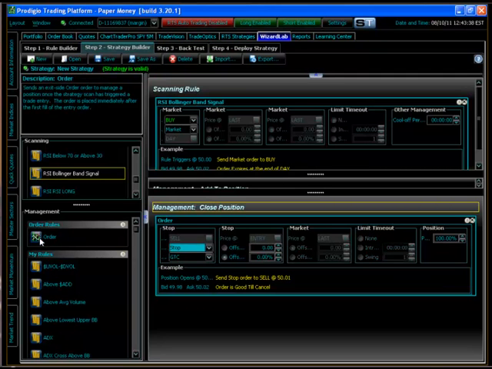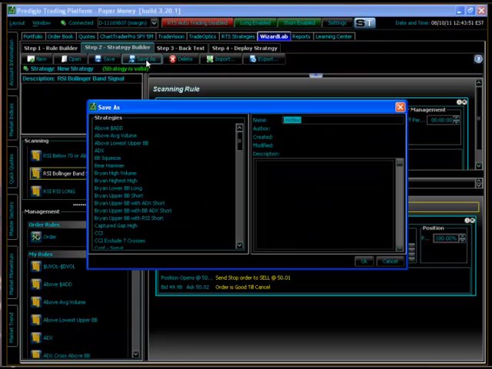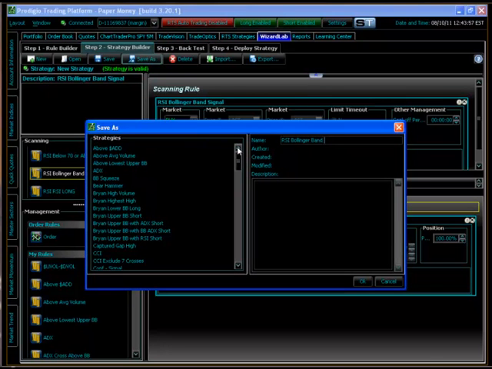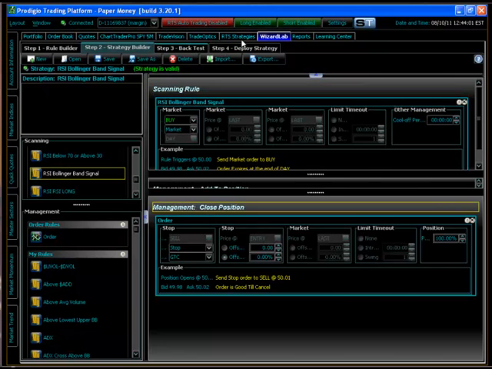So from order rules I dragged an order here, a stop order. And I'm going to set the parameters to a 0% offset. What this will do is get out of the position as soon as it gets in. I'm going to save this as RSI Bollinger Band. What did I call the signal? I'll give the strategy the exact same name.